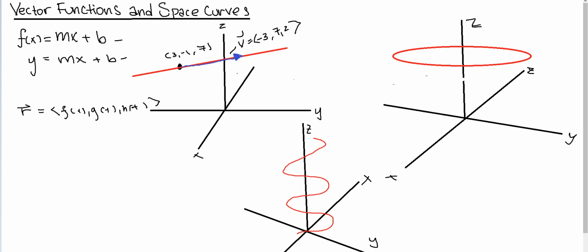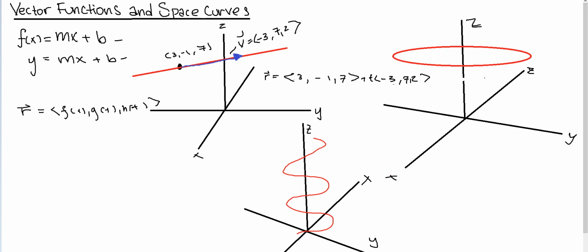Now, a vector function is comprised of a point and a direction, similar to all lines. So that means that for this vector function, we have our point (3, -1, 7), and our direction is going to be (-3, 7, 2). So what this entails is that our vector function is going to look as follows: (3, -1, 7) plus t times (-3, 7, 2). Now, that is our vector function for the following function, or line, as we can say.